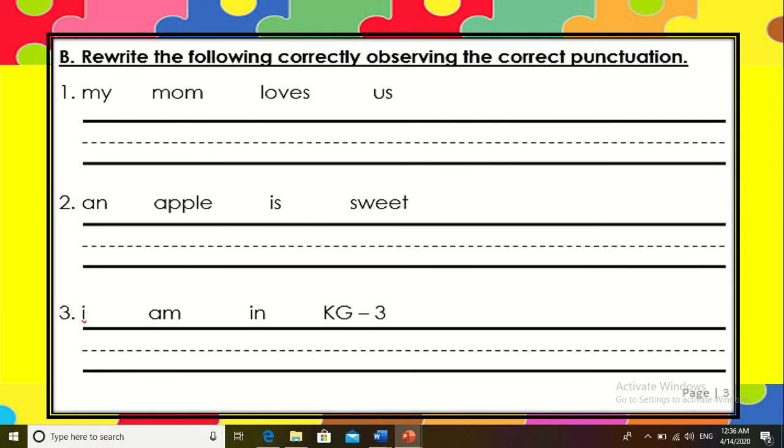And for the last part of our revision worksheet, letter B, rewrite the following correctly, observing the correct punctuation or the period, okay? So number 1, let me help you in number 1. My mom loves us. Look at letter M in here. What should you remember if you are writing a sentence? Yes, it should begin with a capital letter and should end with a period. So, let's rewrite the first one. My mom loves us.